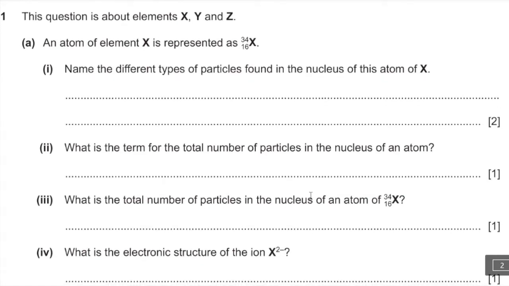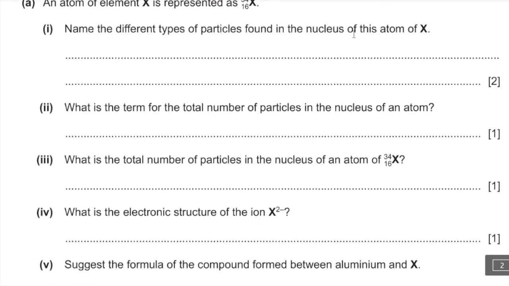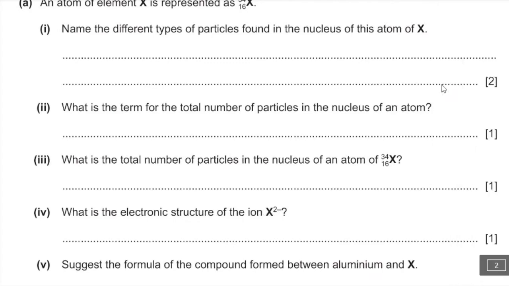A. An atom of element X is represented as X with the atomic number 16 and relative atomic mass 34. 1. Name the different types of particles found in the nucleus of this atom of X. So the particles found in the nucleus are protons and neutrons.